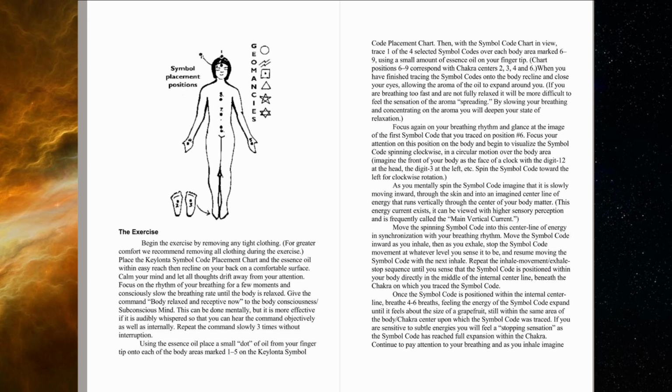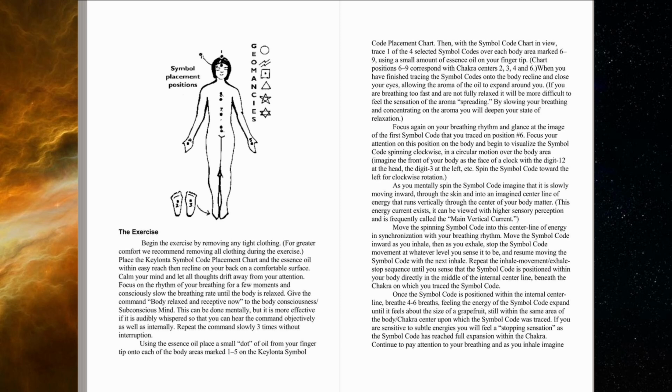Once the symbol code is positioned within the internal center line, breathe 4 to 6 breaths, feeling the energy of the symbol code expand until it feels about the size of a grapefruit, still within the same area of the body chakra center upon which the symbol code was traced. If you are sensitive to the subtle energies, you will feel a stopping sensation as the symbol code has reached full expansion within the chakra.